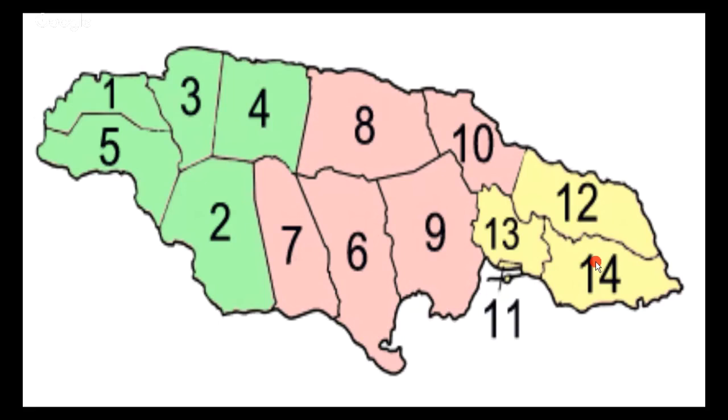Okay, what's special about St. Thomas? There's a river there. The Plantain Garden River. What's special about the Plantain Garden River? It's the only river in Jamaica that runs in an easterly direction. The other rivers run northerly or southerly. They go southerly or north.